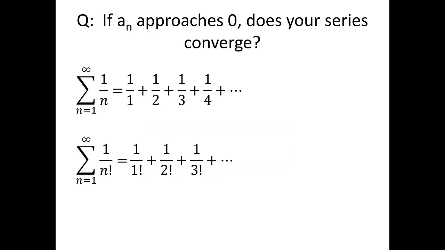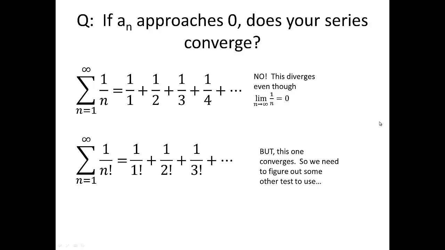So what about the converse? What if the nth term is approaching 0? Does that mean that your series has to converge? No! That top series diverges, even though the nth term is approaching 0. But the bottom series still converges, and the nth term also approaches 0. So I think the moral of this story is if the nth term is approaching 0, you just don't know about your series. You have to use some other test to figure out whether or not it's converging.